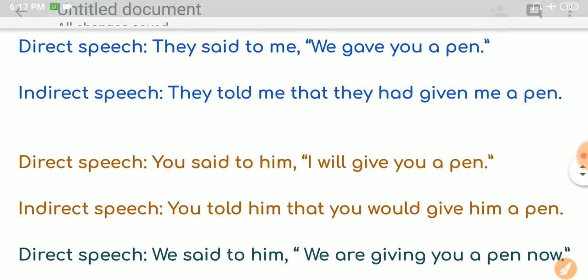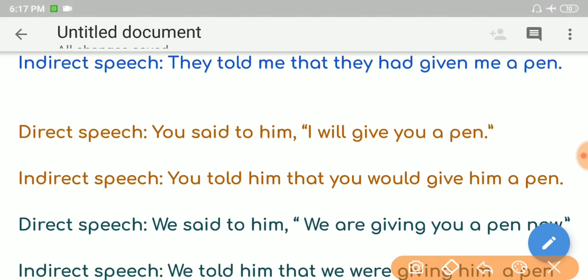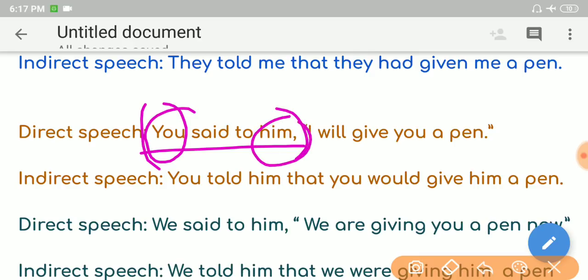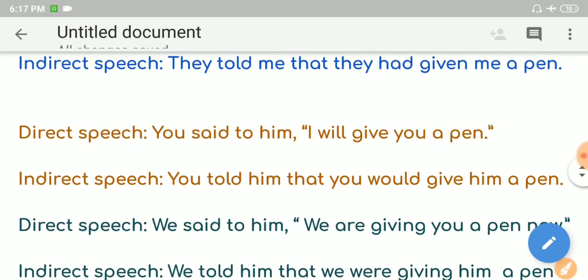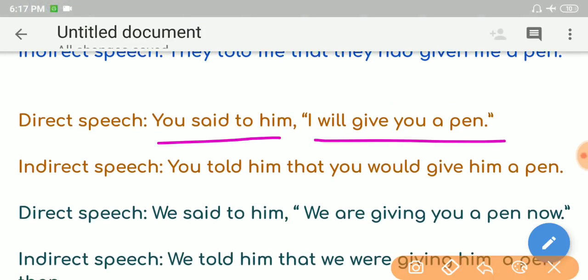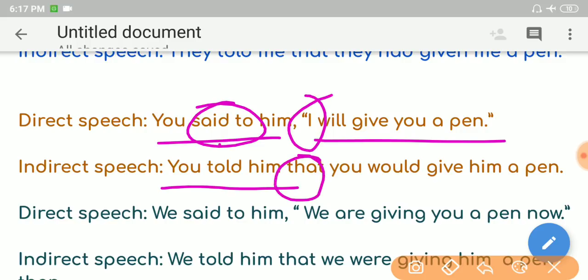So let us go and learn with the other example. You said to him, I will give you a pen. See, I already changed another pronoun here, my dear friends. You remain, said to changes into told. Again, that is used. I already told you why. Again, I refers to you. That's why in the place of I, you is used, my dear friends.